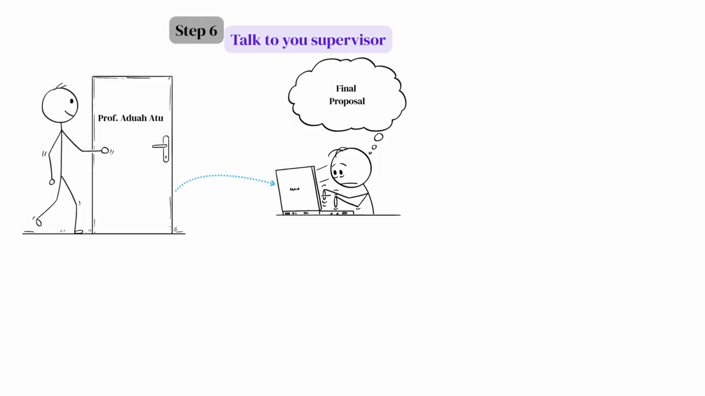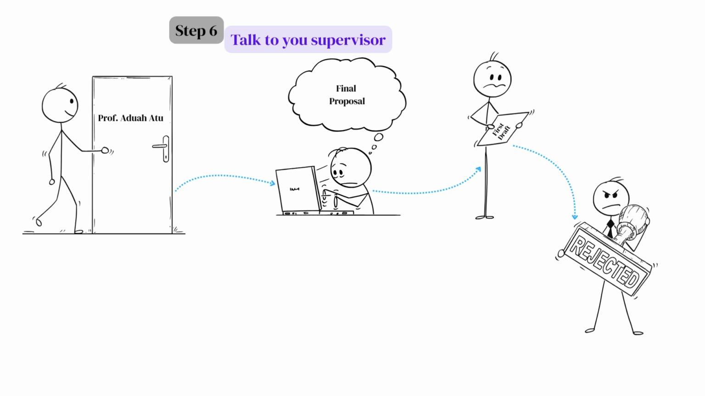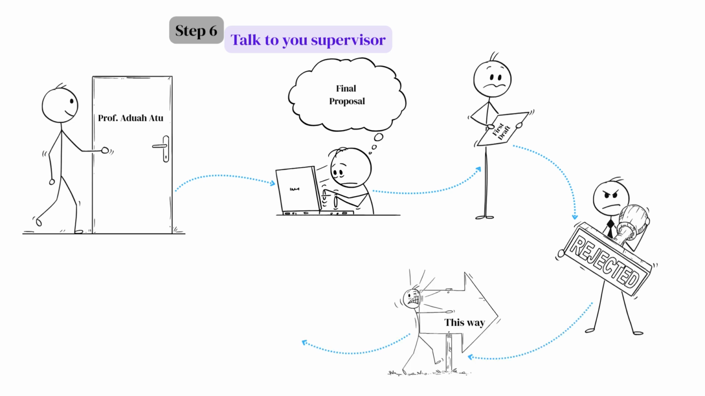Before you go too far, talk to your supervisor. Don't wait until you've written 20 pages. Share your early ideas and get feedback. This saves you from wasting time on a topic that isn't suitable. Your supervisor's guidance at the beginning can help shape your research in the right direction.